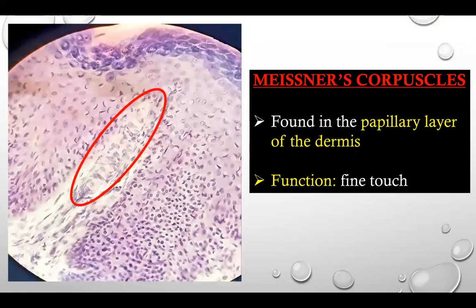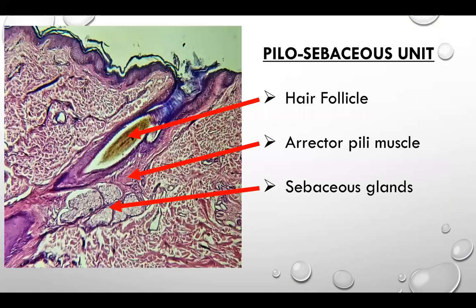Okay, the encircled structure right here is found at the dermal papillary layer of the dermis. Its function is for fine touch, and this structure is called your Meissner's corpuscles. Okay, pilosebaceous unit is composed of three structures: hair follicle, arrector pili muscle, which is a smooth muscle, and these are your sebaceous glands.